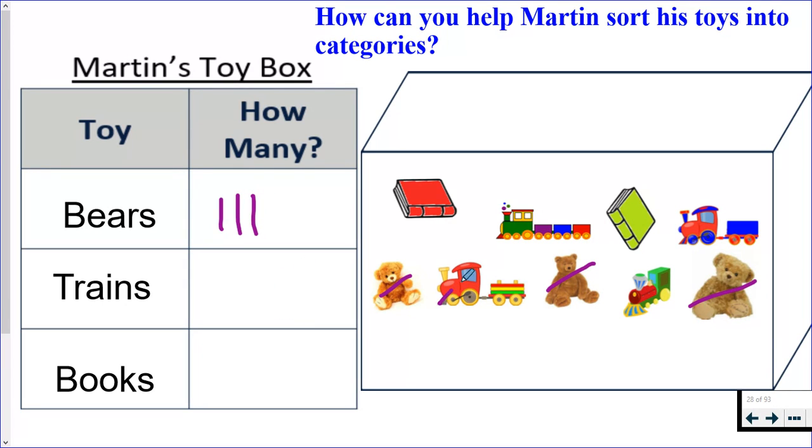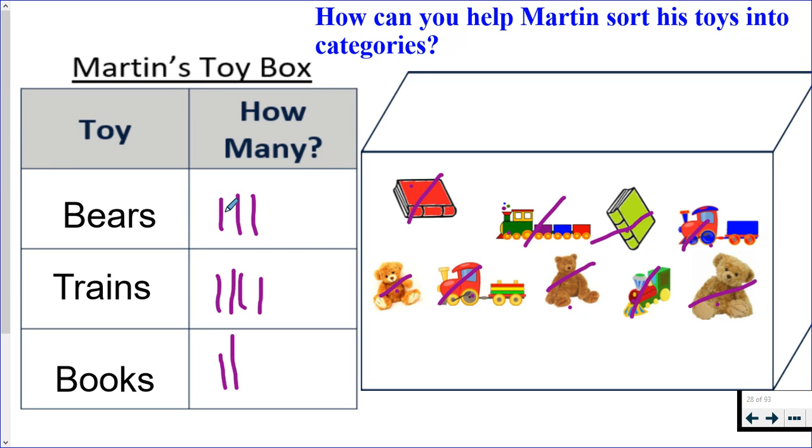Next, let's do trains. Be sure that you put a tally mark every time you cross out one of the trains or one of the bears, whatever toy you're doing, so that you can keep track. Next is the books. All right, and now we can double check. We have 1, 2, 3, 4, 5, 6, 7, 8, 9. 9 tally marks. This should match your number of toys. 1, 2, 3, 4, 5, 6, 7, 8, 9. That means that we did this correctly.